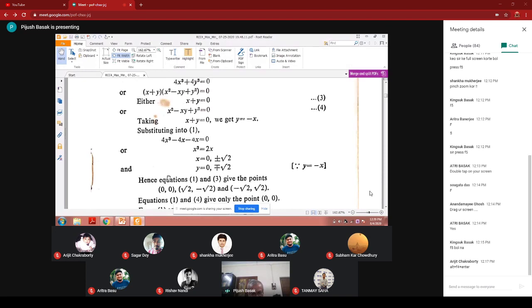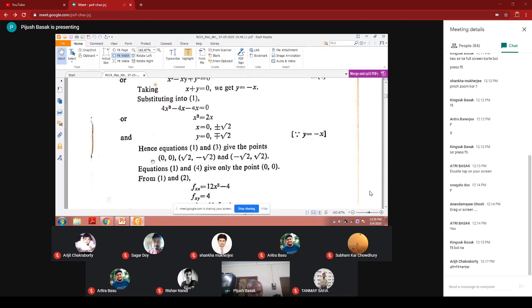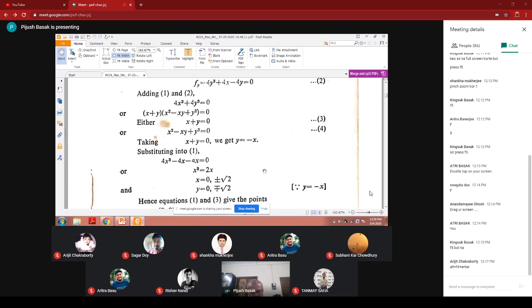Right. So what are the stationary points where a maximum or minimum can occur? Every point cannot be a maximum or minimum point. Which point does it occur at? The first option is 0 and 0, x is 0, y is 0. Second option, root 2, minus root 2. Third option, minus root 2, root 2. So equations 1 and 4 give only the point 0, 0.